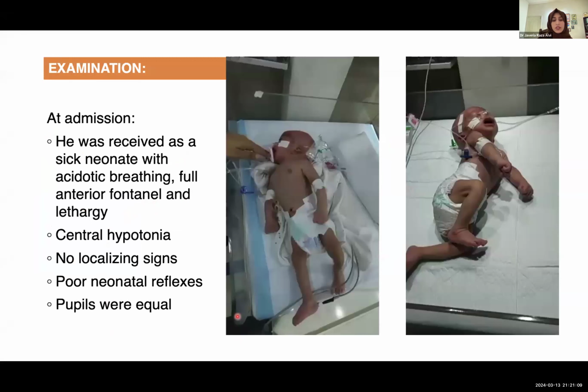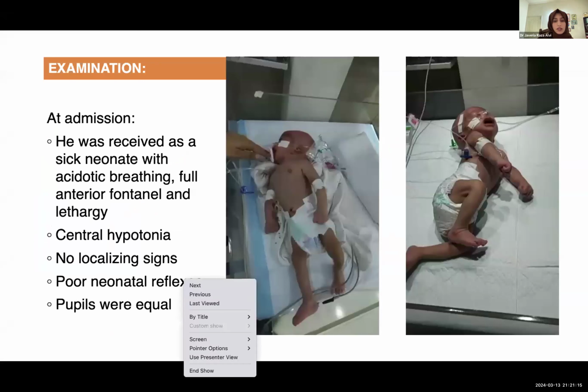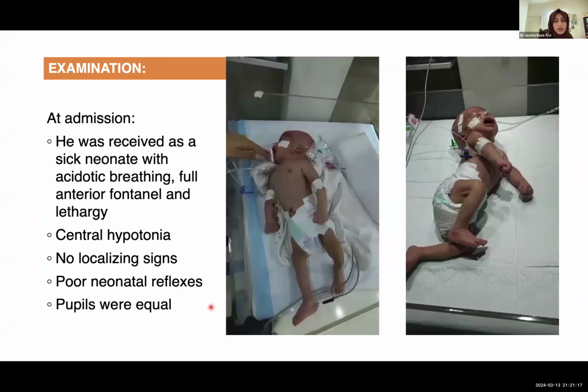And these were the videos that we... okay, the videos are not playing for some reason. But anyway, you can see the posture.